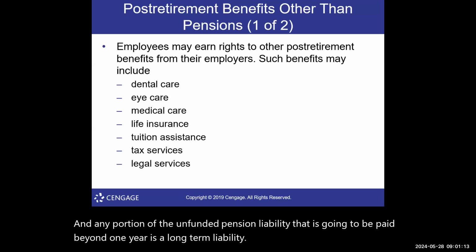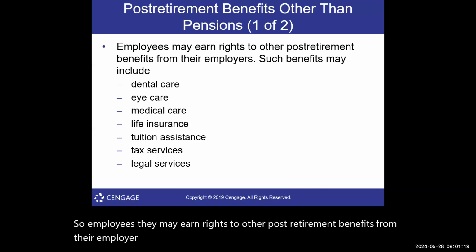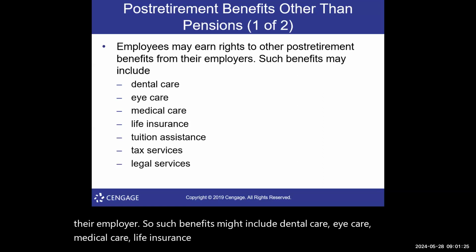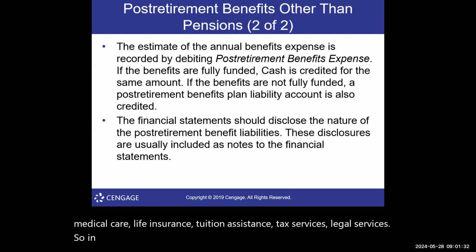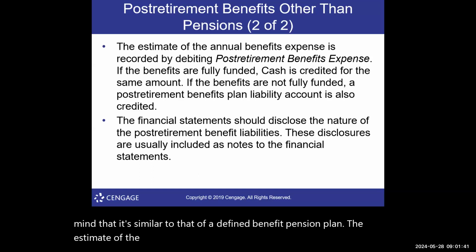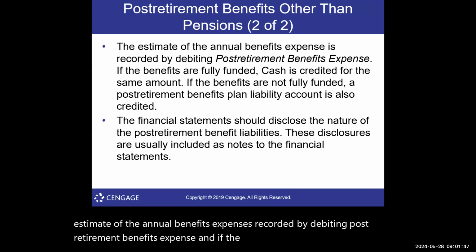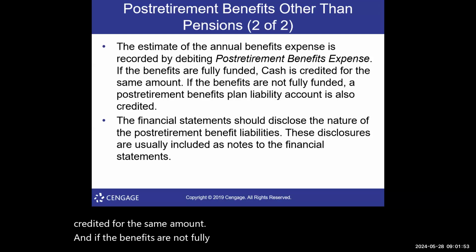Employees may earn rights to other post-retirement benefits from their employer. Such benefits might include dental care, eye care, medical care, life insurance, tuition assistance, tax services, and legal services. Accounting for these is similar to a defined benefit pension. The estimate of the annual benefits expense is recorded by debiting post-retirement benefits expense. If the benefits are fully funded, cash is credited for the same amount. If not fully funded, a post-retirement benefits plan liability account is also credited.